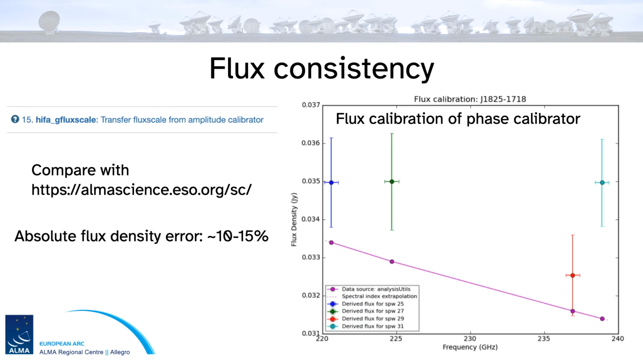With the task gfluxscale, the flux scaling factors from the flux calibrator are applied to the bandpass and phase calibrators. In the plot on the right, the pipeline-derived flux density is compared to the catalogued flux density for the phase calibrator. An absolute flux error of about 10 to 15% is expected.